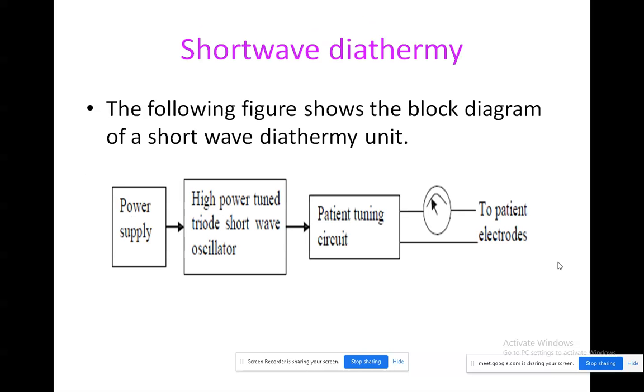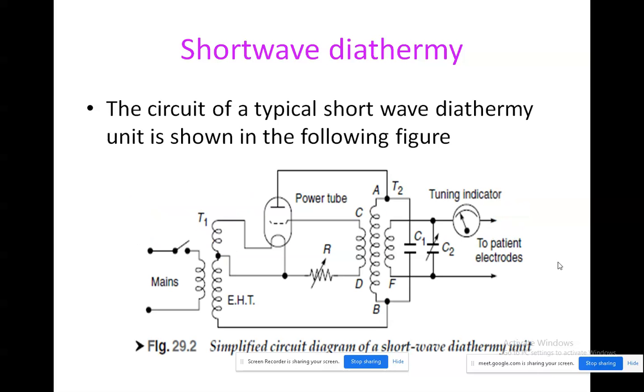So, short wave diathermy. This is the block diagram of short wave diathermy. Here you provide a high power tuned triode short wave oscillator, which provides the input signal to the patient. Through the electrodes only we apply the electrical energy to the human tissue. The electrical energy to the electrode is provided by the short wave oscillator. Oscillator is nothing but a signal generator.